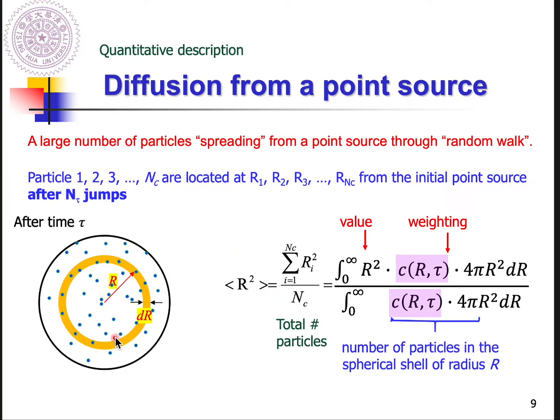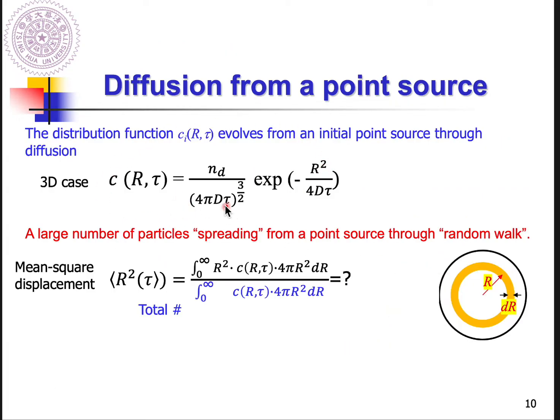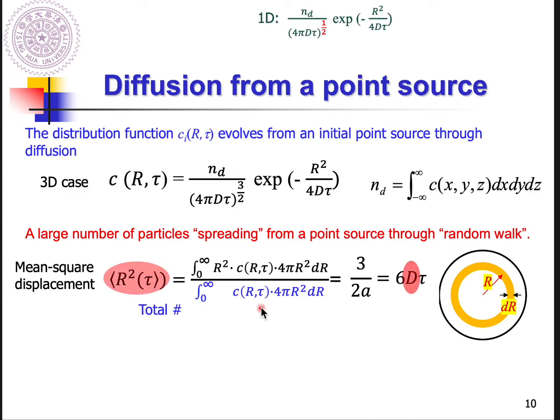But this case is actually a three-dimensional diffusion case, so we can simply get the concentration profile as a function of radius and tau, right? That's what we learned in lecture 3. You can simply get this concentration profile, and this is the three-dimensional case, so it's a 3/2 here. We substitute this concentration profile, then you get the mean square displacement is 6D tau. And as we mentioned, this mean square displacement is proportional to diffusivity and tau.